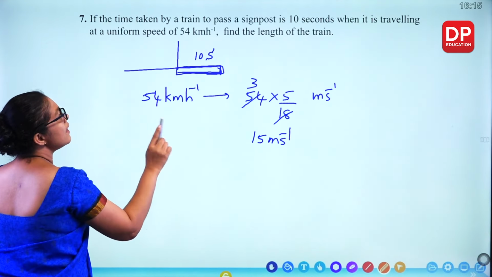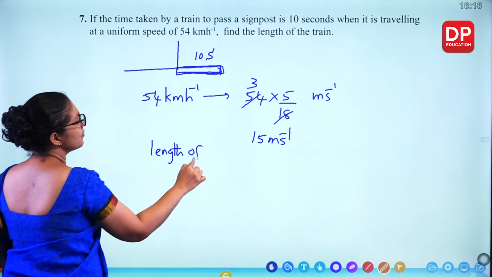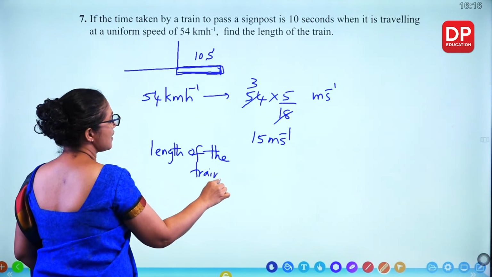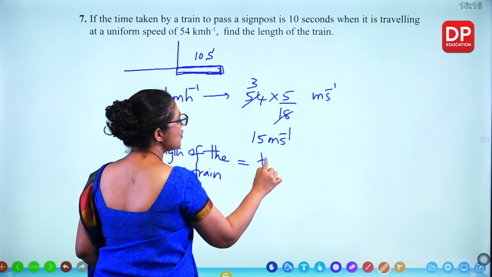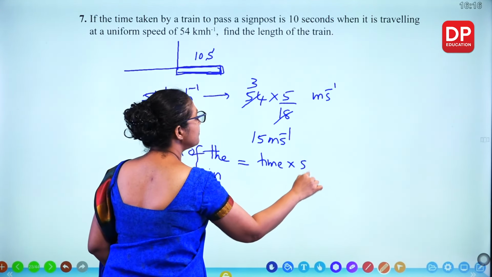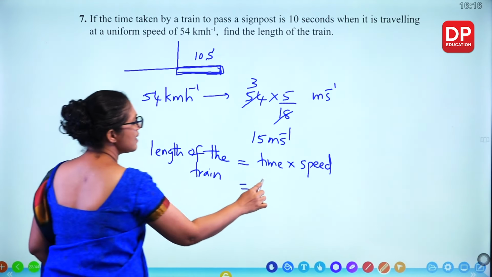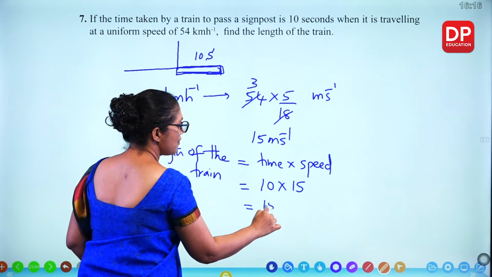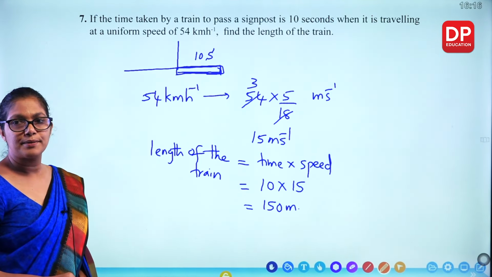So what's the length of the train? That's the distance traveled. That's equal to time into speed. Time is 10 seconds. Speed is 15. 150 meters is the length of the train.